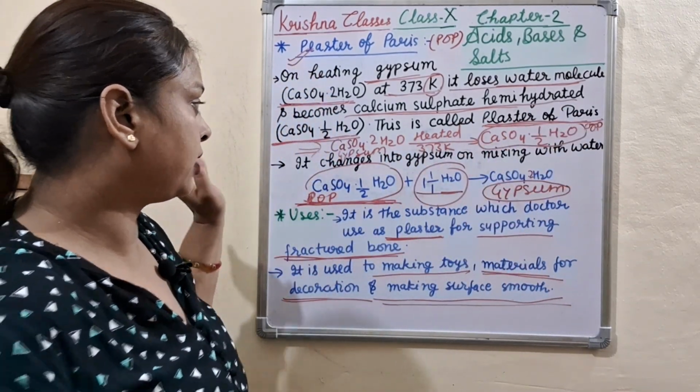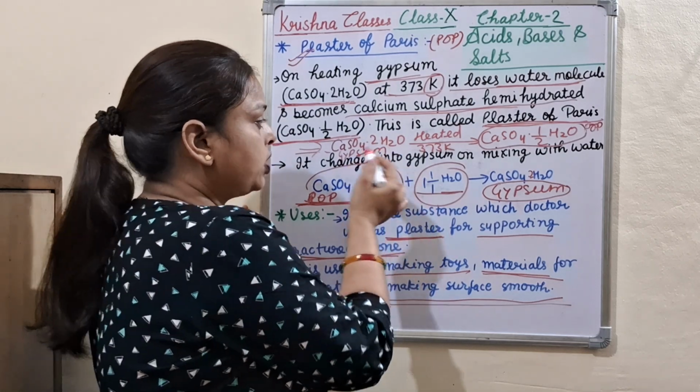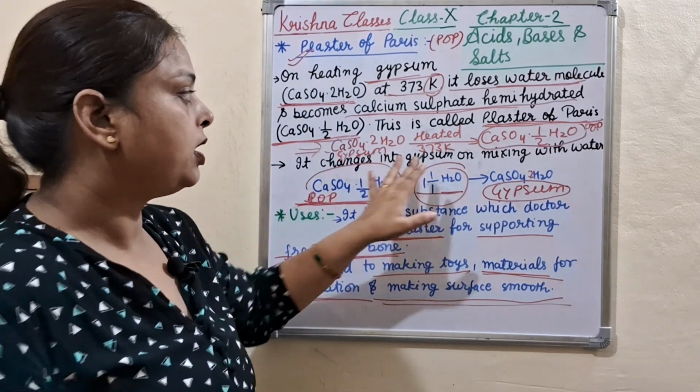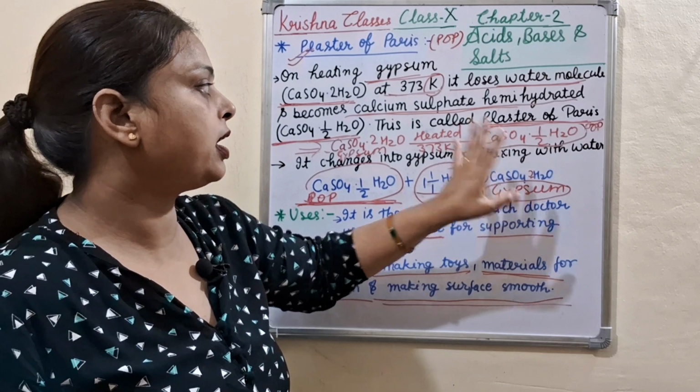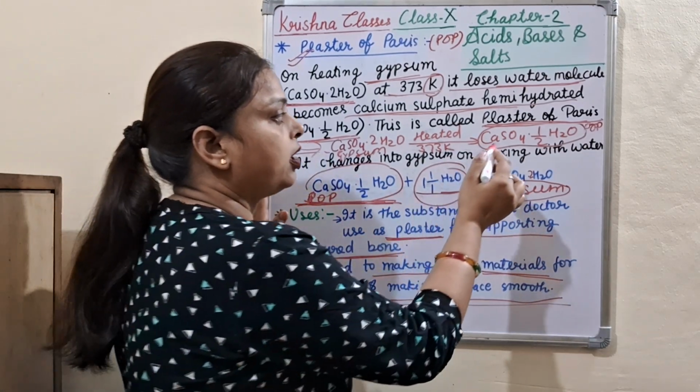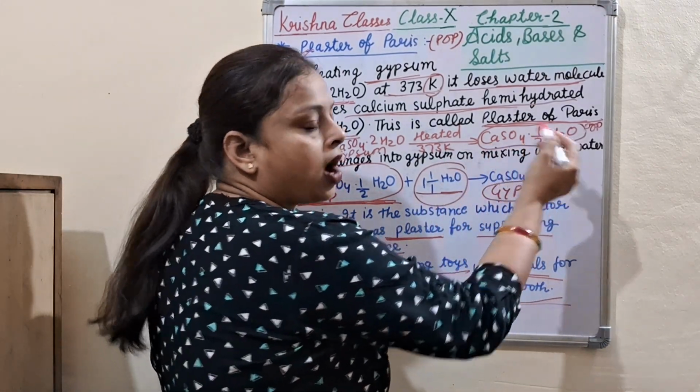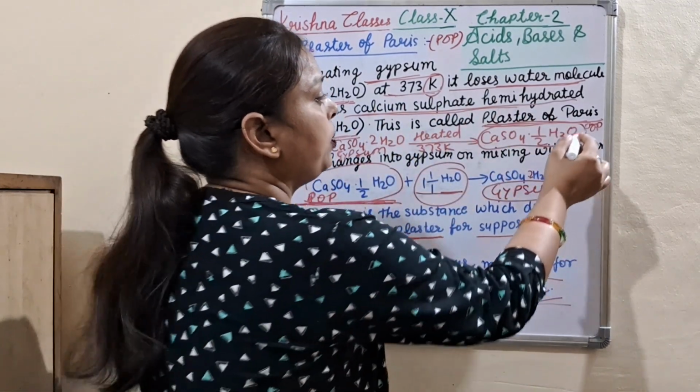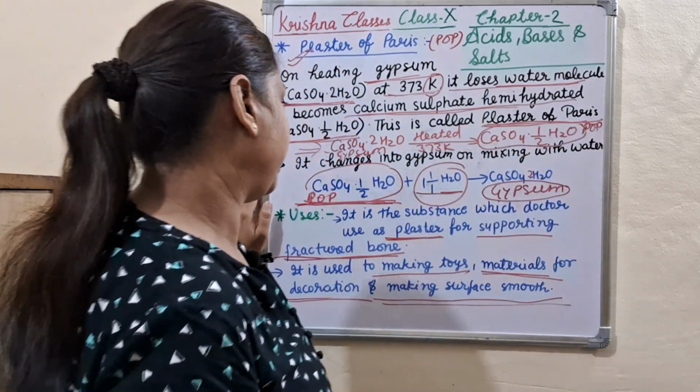Now let's see the reaction. CaSO4·2H2O, that is called the gypsum, heated at 373 Kelvin temperature, and what comes? Calcium sulfate hemihydrate, CaSO4·½H2O, that is called the POP or plaster of Paris.